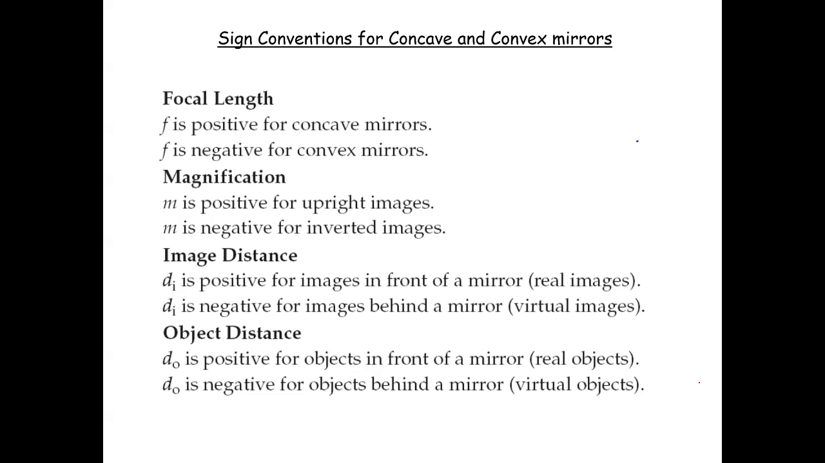But if you do have multiple mirrors, then you can change this, so you have to be a little bit careful about that. For object distance, in front of the mirror, so a real object, is positive, and behind the mirror is negative. So again, for single mirrors, your object is always going to be in front of the mirror. If you have multiple mirrors, then you can create a situation where an image is virtual.